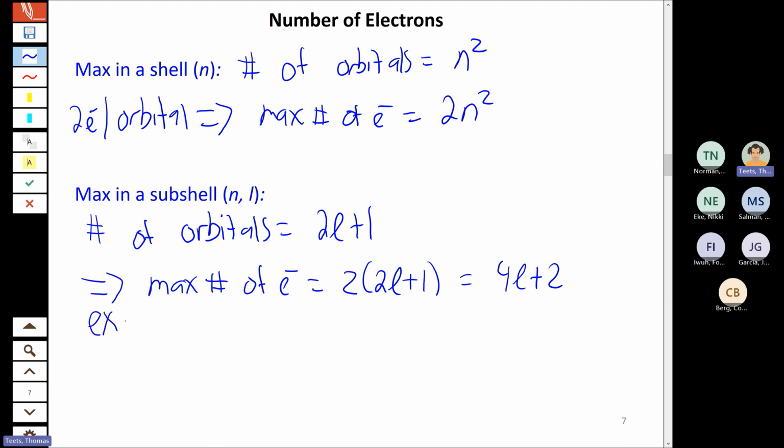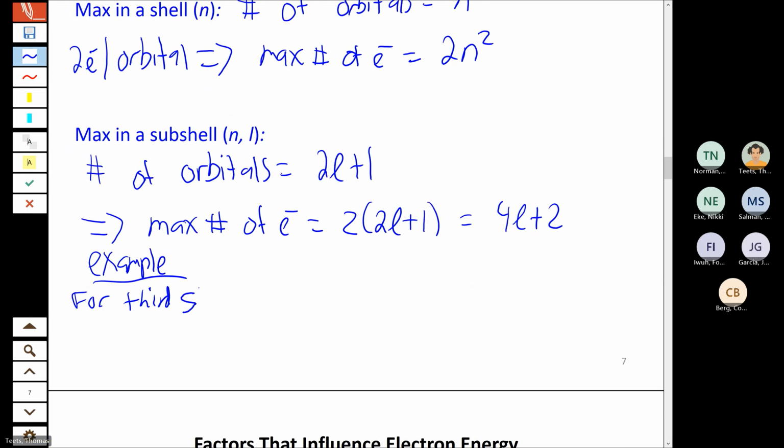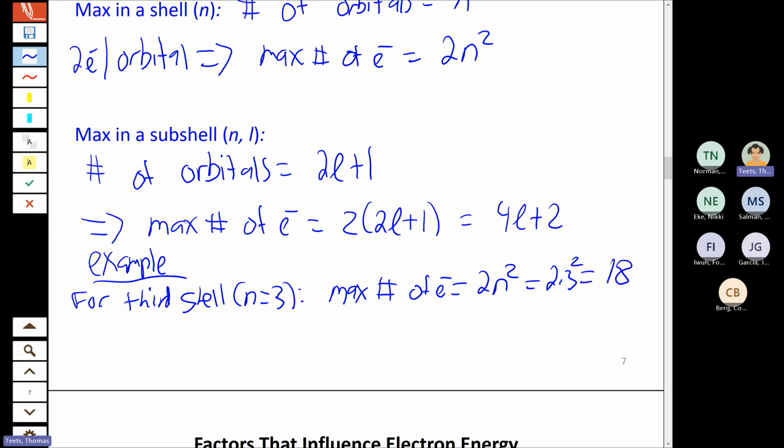So if we have an example of this, just a quick example, if we're in the third shell, which is n equals 3, the number of electrons that we can put into that shell is just 2n squared, which is 2 times 3 squared, or 18. So in any given atom, if there's 18 or more electrons, at most 18 of those can be in the third shell. That's the maximum number we can put into that third shell.